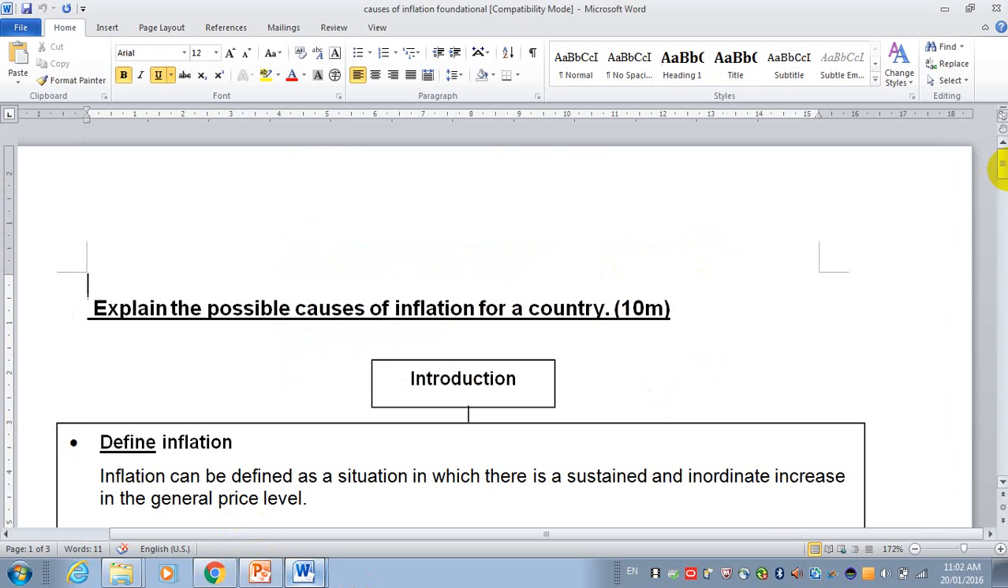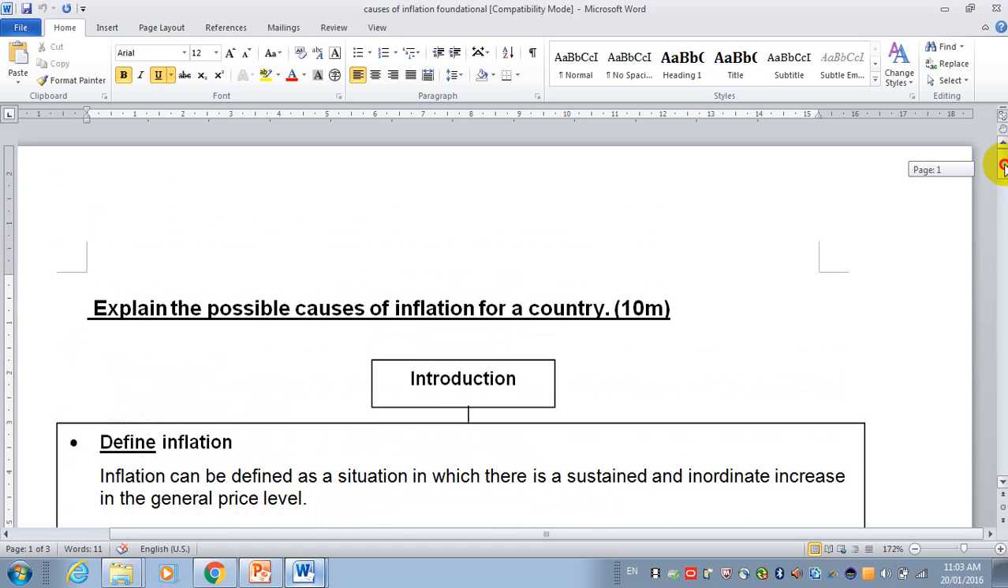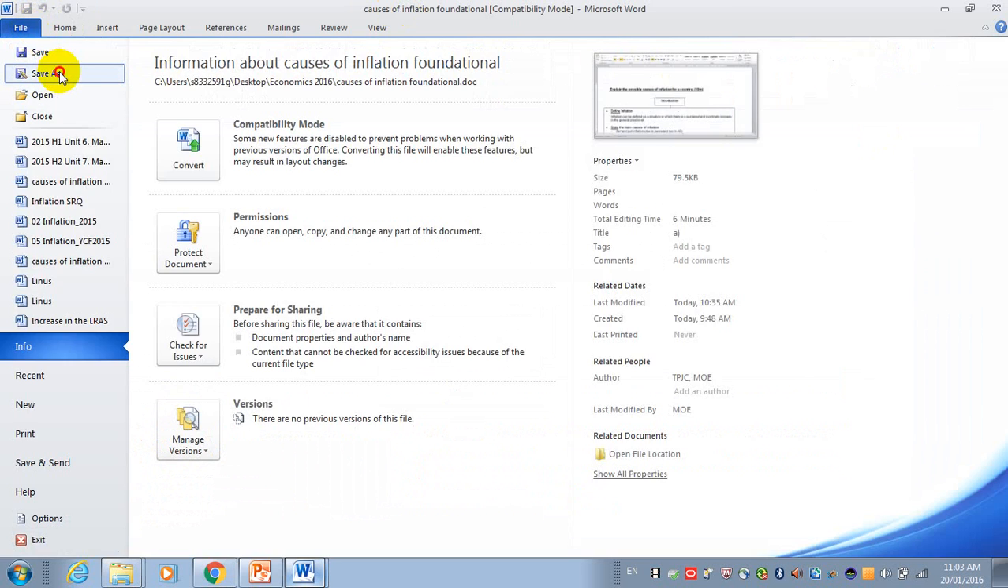Now all these things, I expect you to write notes on whatever I'm saying right now. The notes I expect for the next lesson, based on this particular video, should be about 3 page sides. Now I'm going to explain the possible causes of inflation for our country. Suppose that this is going to be out for your essay. Please copy the question.